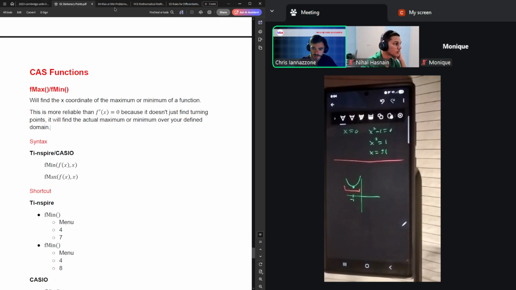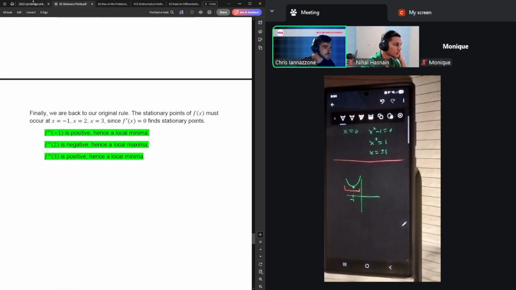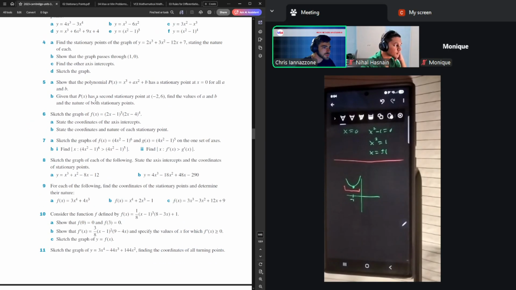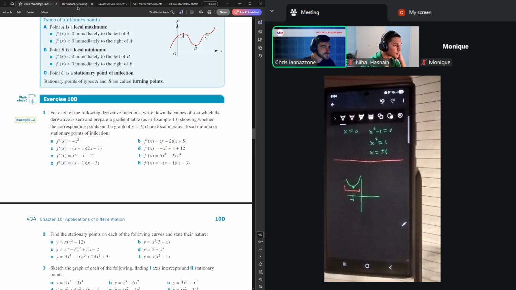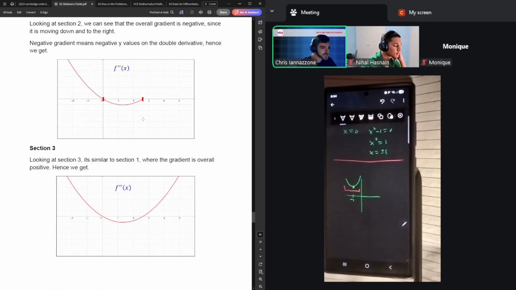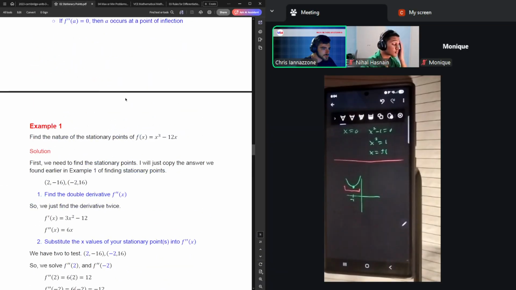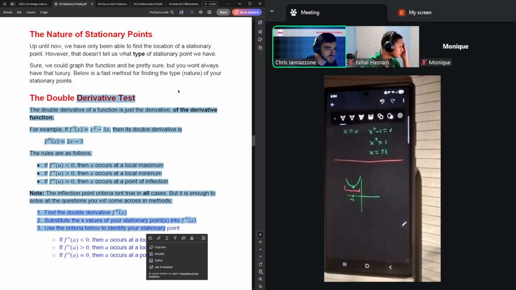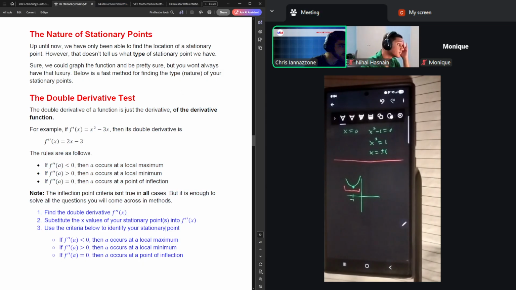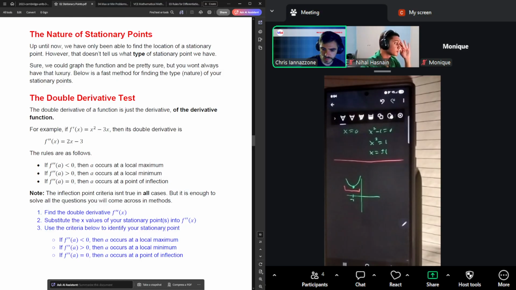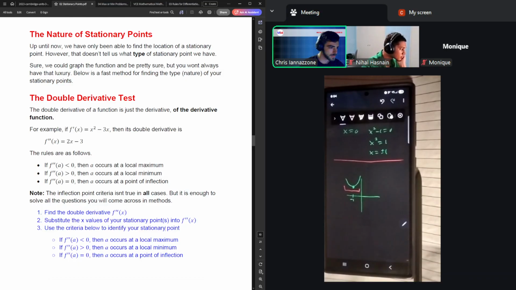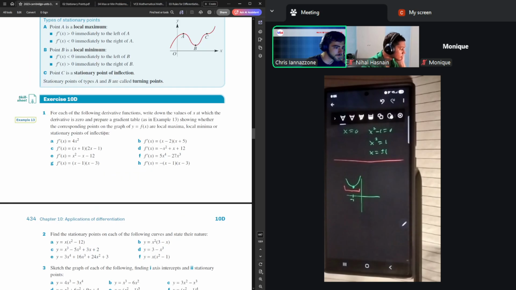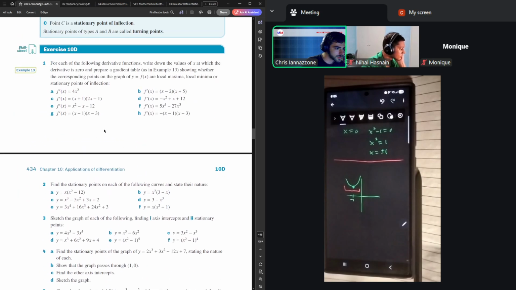Cool. Okay. Let's do a bit of practice on the nature of stationary points. So what I'll do is get a few screenshots going. This isn't in the textbook, by the way, this approach. This is just something that I know works. So because of that, I'll get a screen grab of this and put it in the chat for reference. That should be it, actually.